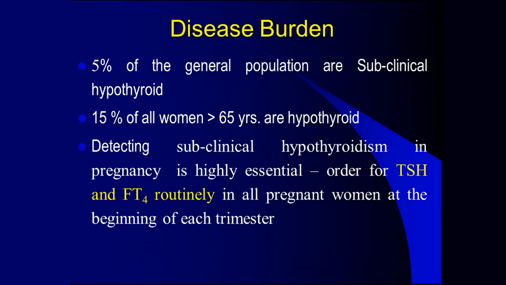Detecting subclinical hypothyroidism in pregnancy is highly essential. We should order TSH and FT4 routinely in all pregnant women at the beginning of each trimester. I will discuss thyroid and pregnancy a little later because this is a special issue.